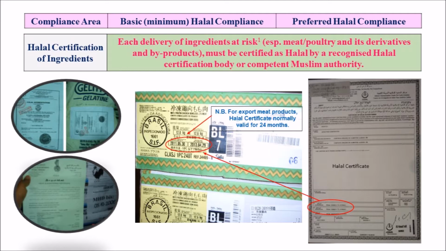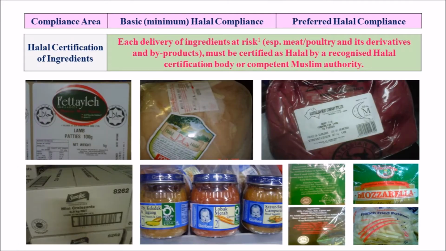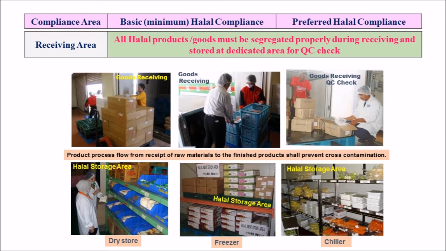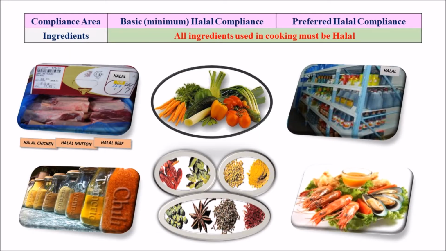Now I will talk one by one, from ingredient, halal certification, receiving area, delivery, and so on. If there is any question, I welcome you, please do not hesitate. Raise your hand and ask. All right. Now we'll go to talking about ingredient. Number one, under compliance area. I show you pictures. Ingredient, this is under compliance area.